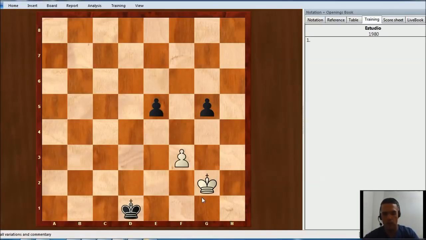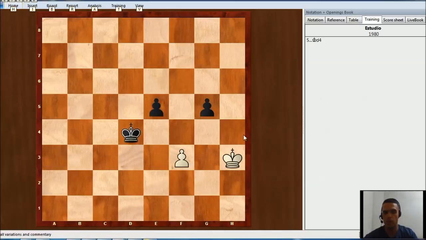So as you cannot keep the opposition by playing king f1, you need to play something different, and the right move is going to be king h1, taking distant opposition. After king d2, king h2, king e2, king g2, now with frontal opposition, and there is no way for black to win here.